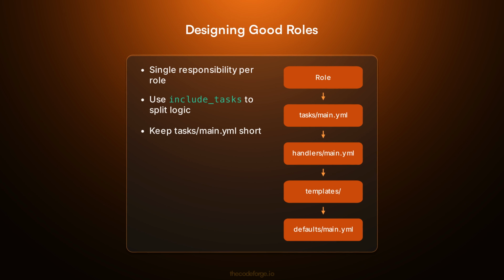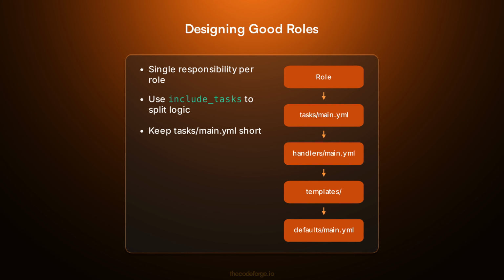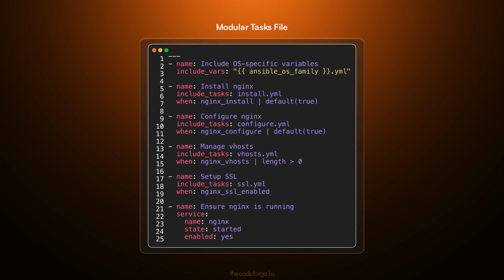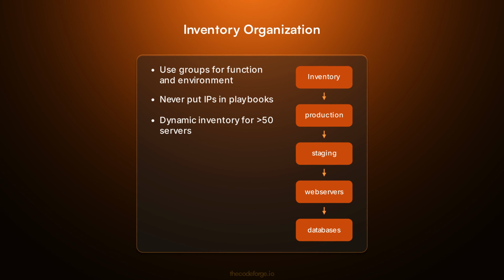A good role is like a function. It takes inputs, does one thing, and produces a predictable state. Break up complex logic into separate files like install.yml, configure.yml. This modular tasks file can be partially skipped via variables. Each include tasks is conditional, allowing you to skip parts of the role by setting variables like engine_x_install to false.